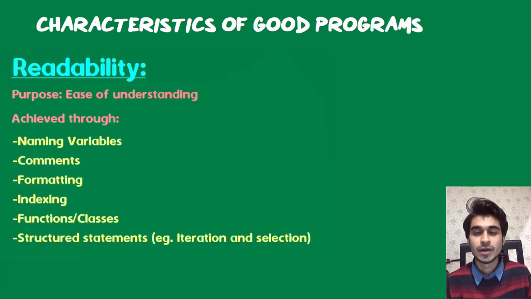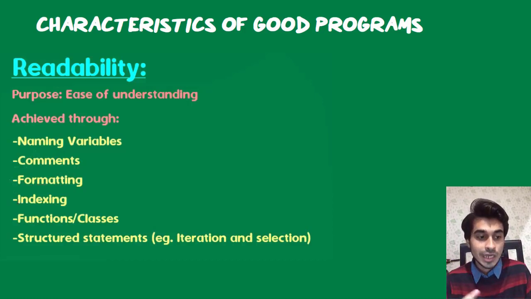Number one, readability. Its purpose is ease of understanding, but what is actually meant by it? When you have written a code or a program and another programmer looks at it, he should be able to understand it by just looking at it. So it should have such a structure, through comments and use of other elements, that enables it to be easily understood. So how do we achieve it?